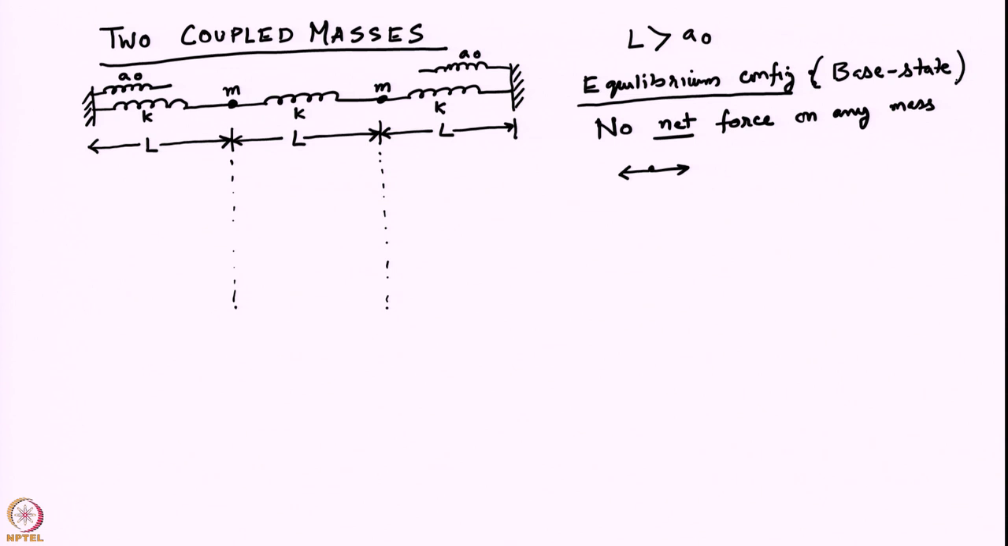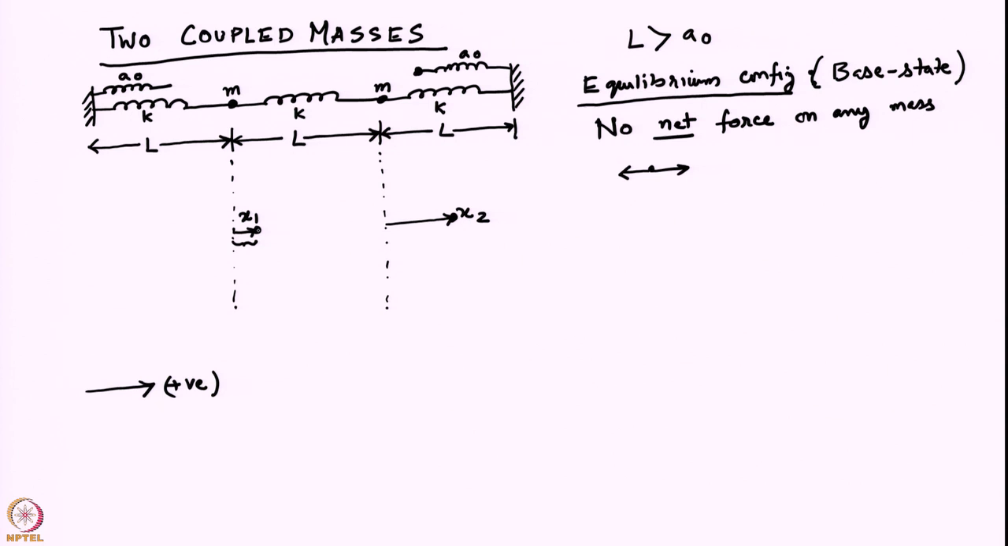And now let us say that we have perturbed. So once again, my left to right direction is positive and we are displacing the first mass by a distance x1. So only this much is x1, and we are displacing the second mass by an amount x2. Okay. So you can notice that the way I have drawn it, after displacement the second mass is here, the first mass is there.